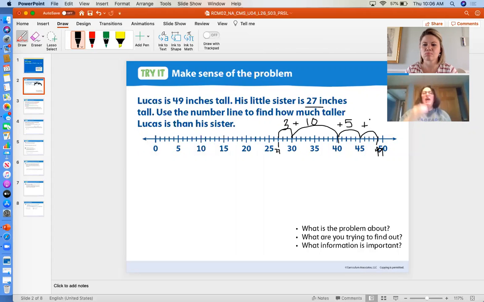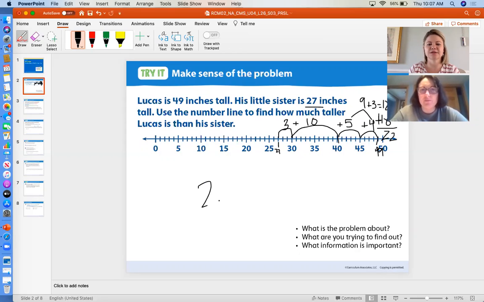So then I would add up my little numbers. So 5 plus 4 is 9. 9 plus 3 is 12. What's 12 plus 10? 22. And we know we are doing inches, so our answer is 22 inches taller. So Lucas is 22 inches taller than his little sister.